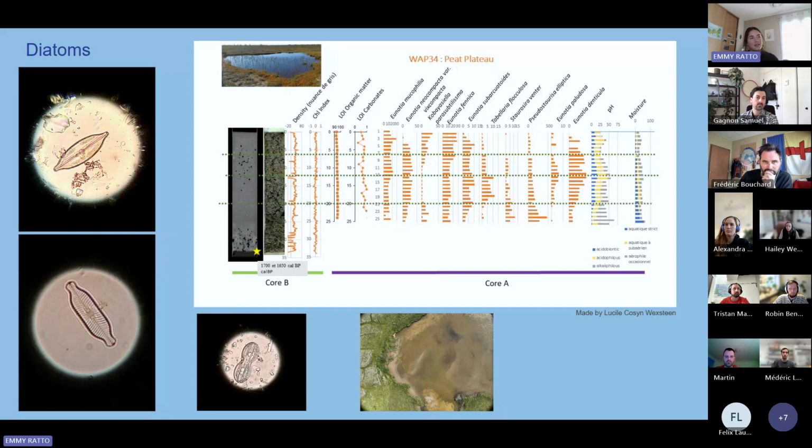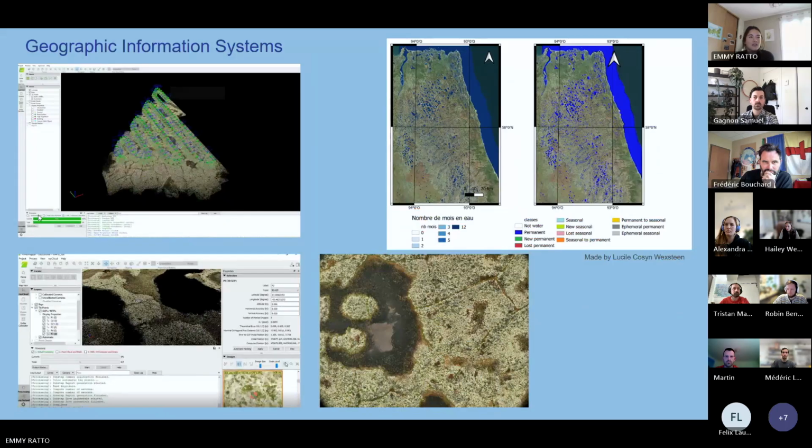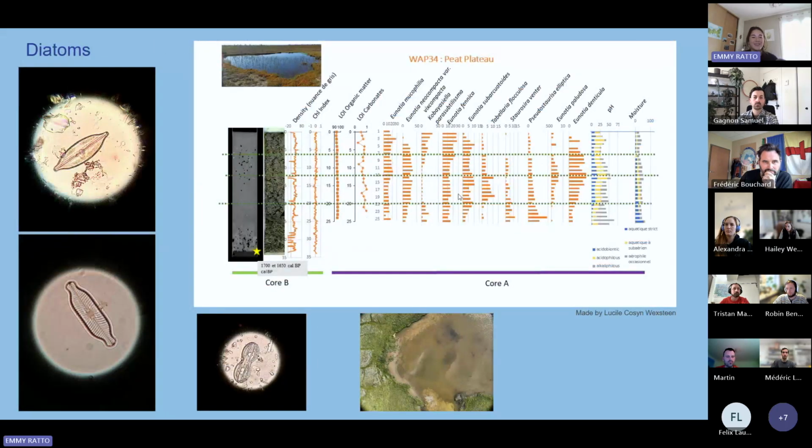I didn't make this beautiful graph, so I can't really explain it in detail, but we can see a strong dominance of autotrophic benthic species. It means the lake is shallow and nutrient poor.